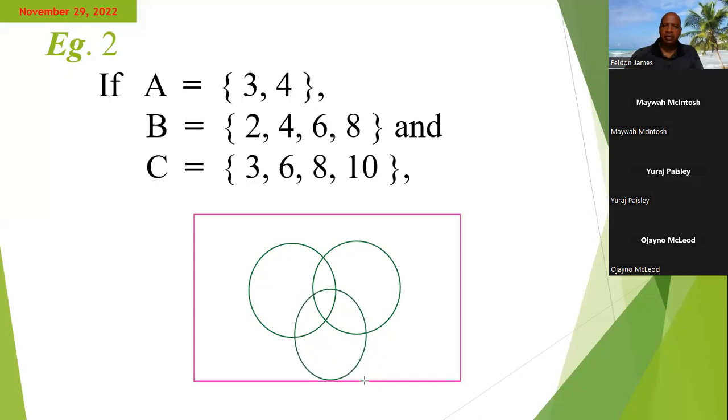So now, based on what you have just said to me, you're going to help me to fill in the different regions based on the elements or the members that we have. So let me label the sets using different colors. So this is set A, set B, and set C. All right, go ahead now, Miss. Let's label the various regions.